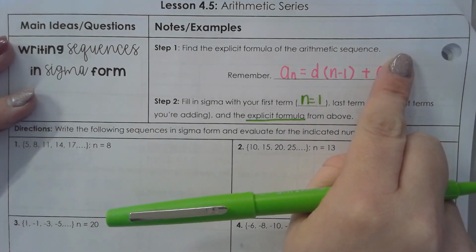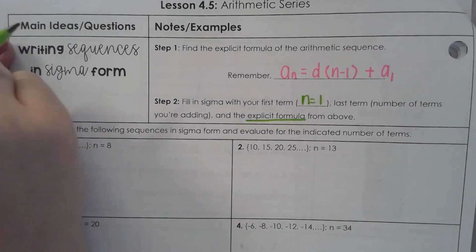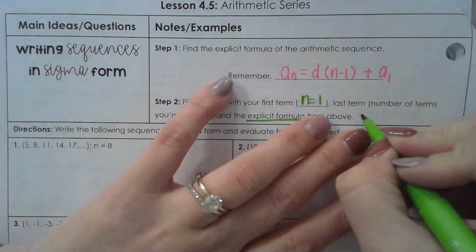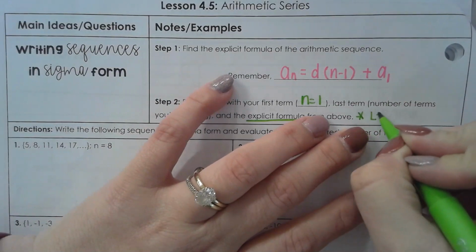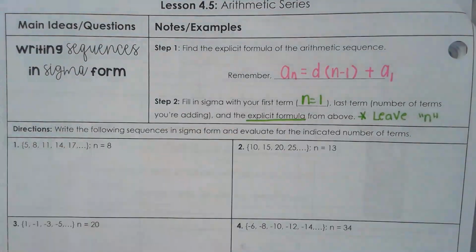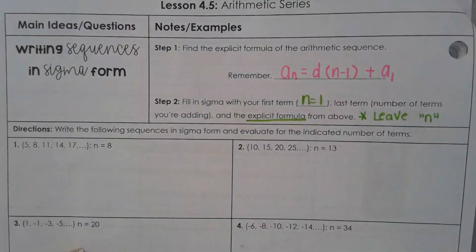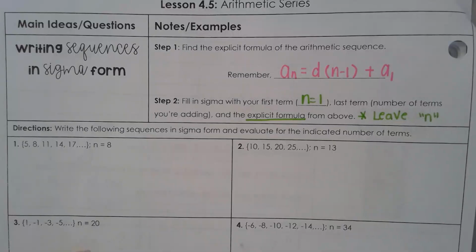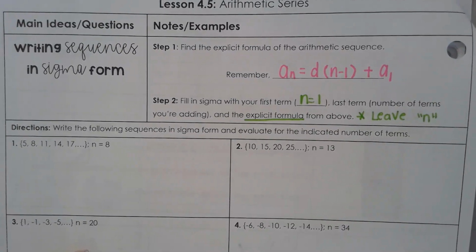The big thing that you need to remember is that when we write the formula to the right, we leave n. So in the formula, you're actually going to leave your variable of n. And I'll show you that when we get down to number 1.